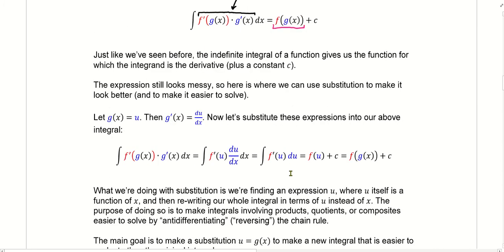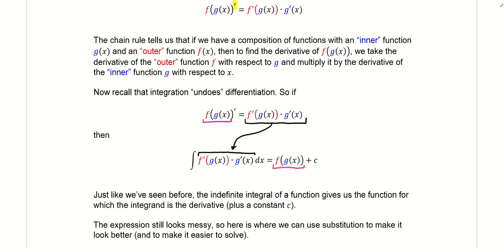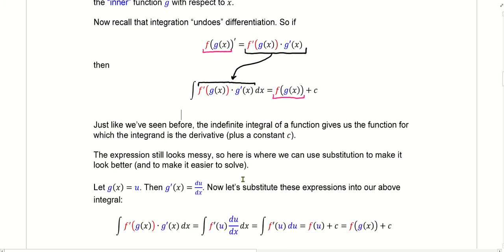Now, if we think about this expression, the integral part, it looks a little messy. So this is where substitution makes things look better and makes things easier to solve. So this is where we see the usefulness of substitution. So let's take our inner function, g of x, and just call it u. Then if I take the derivative of g of x, g prime of x, if I use Leibniz notation, that's like the derivative of u with respect to x.